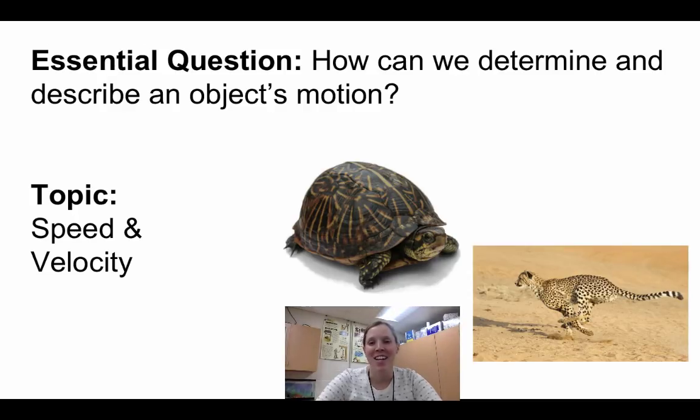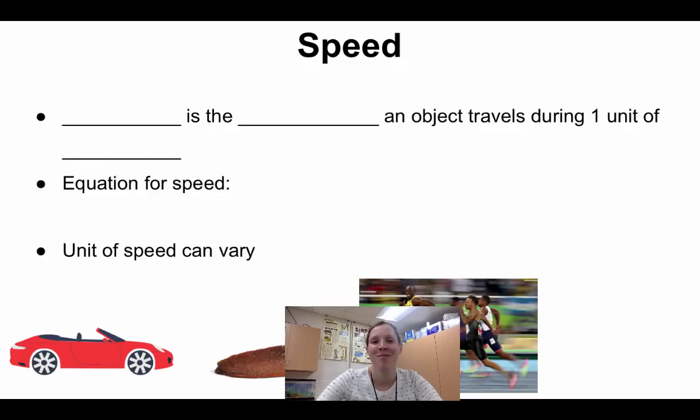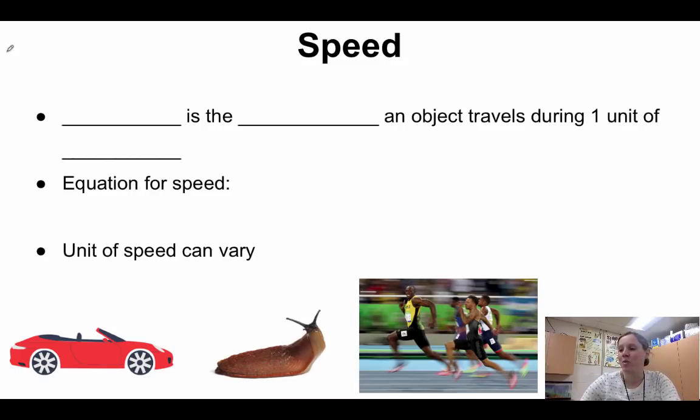Welcome back, KSDS scientists. Today we're going to continue our study of motion. So our essential question is still, how can we determine and describe an object's motion? But our new topic for today is we're going to be talking about two things, speed and velocity. So let's start off with speed.